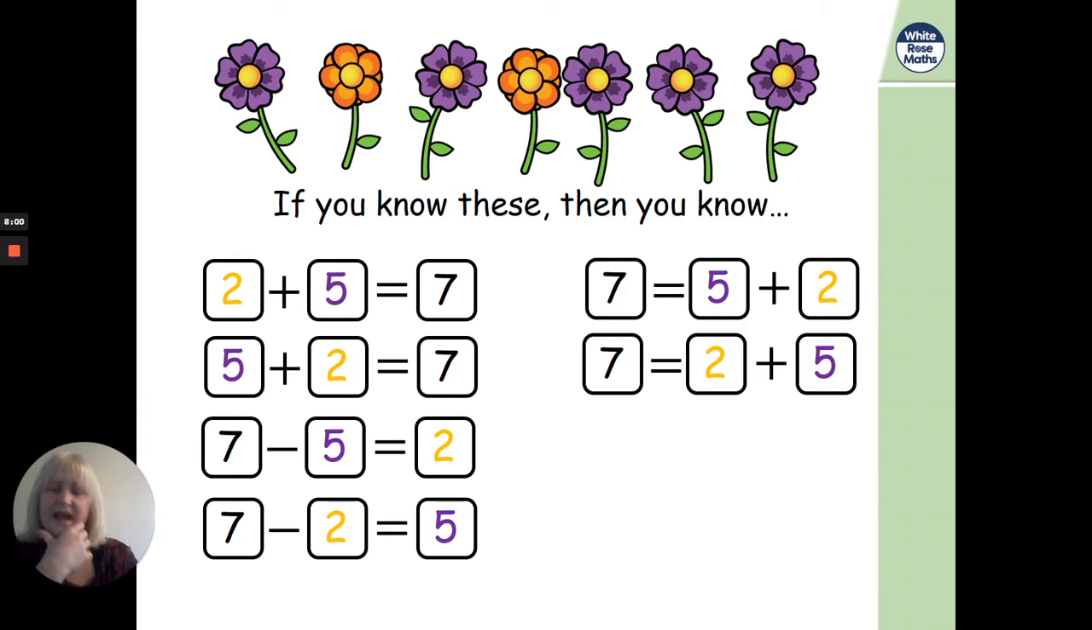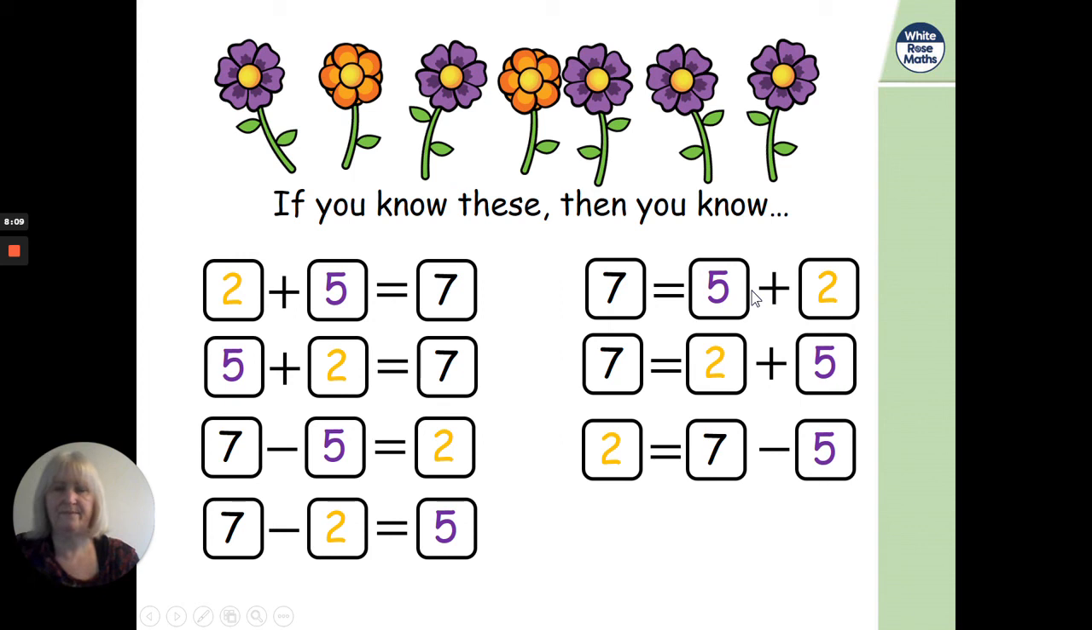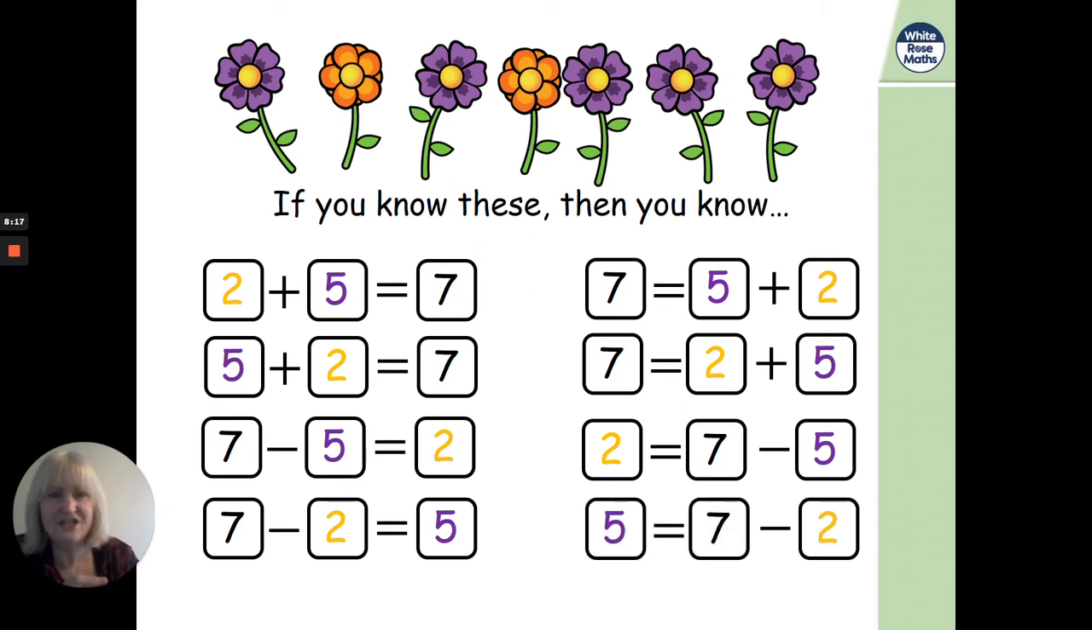What about this next one? 7 take away 5 equals 2. So 2 is the same as 7 take away 5. And 5 is the same as 7 take away 2.